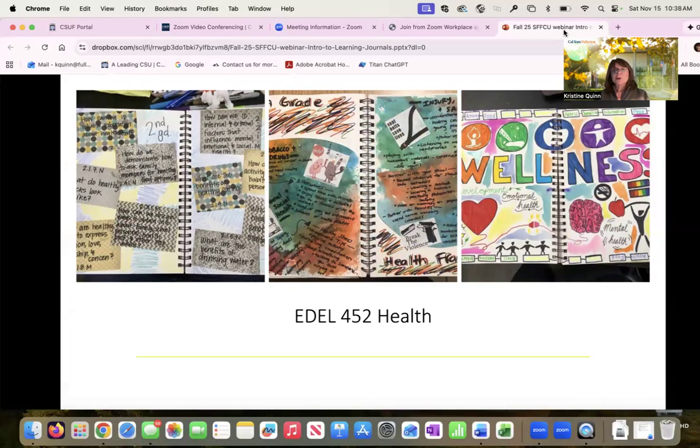Here's another class where they learn about the health framework and the health standards in the K-12 classroom. And again, this is a response to learning about what is at their grade level standards. You can see lettering, you can see collaging, you can see watercolor, you can see images, words, people utilizing the whole space, processing, reflecting, and representing.